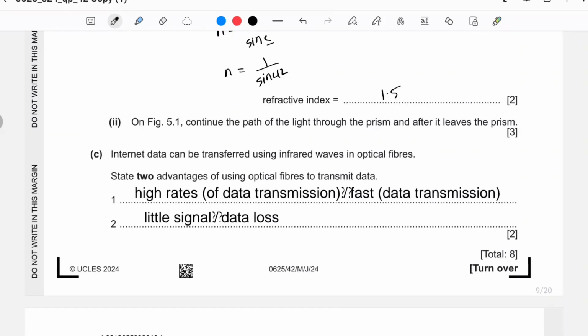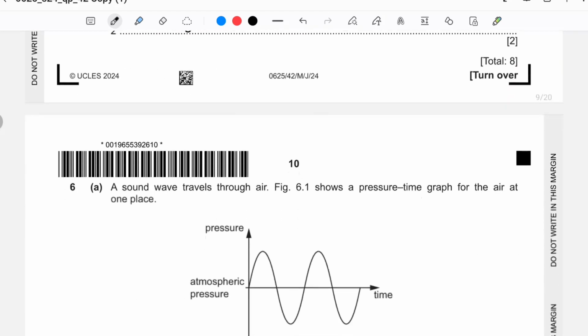Internet data can be transferred using infrared waves and optical fibers. State 2 advantages of using optical fibers to transfer data. High rates of data transmission and little signal loss.